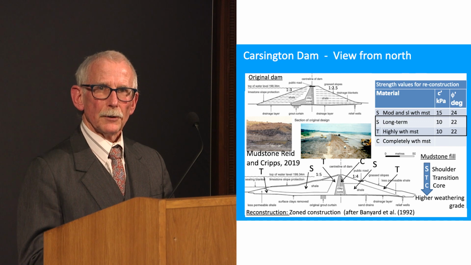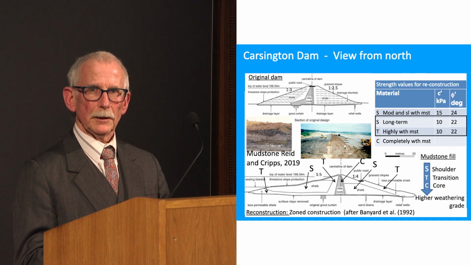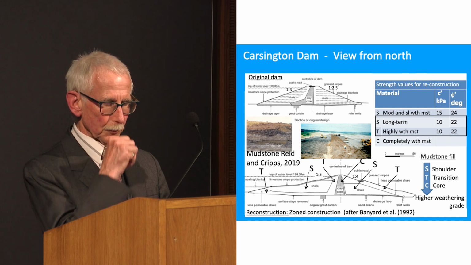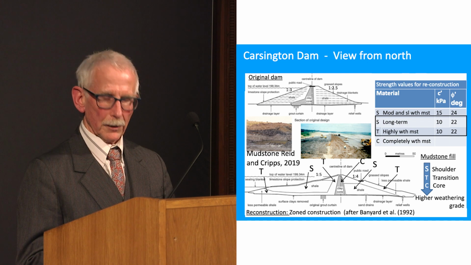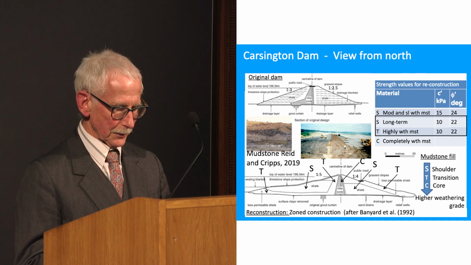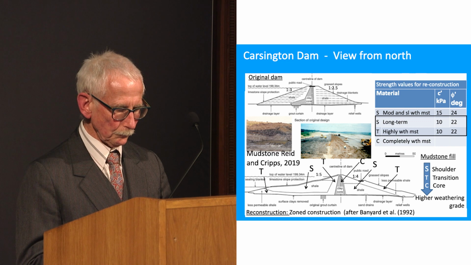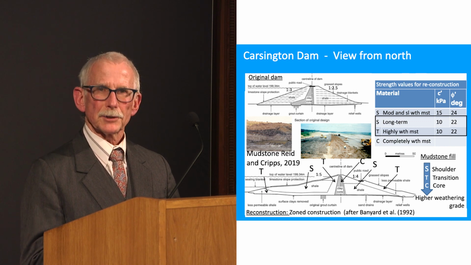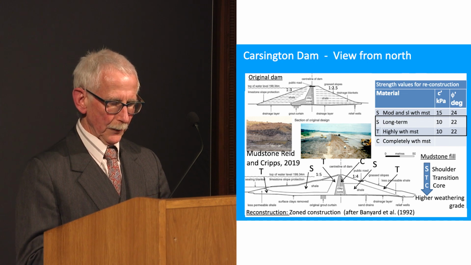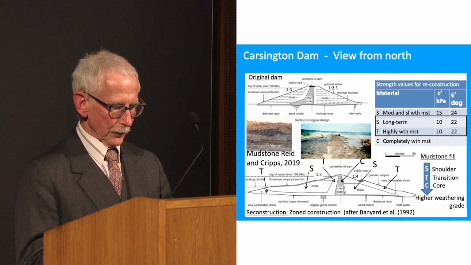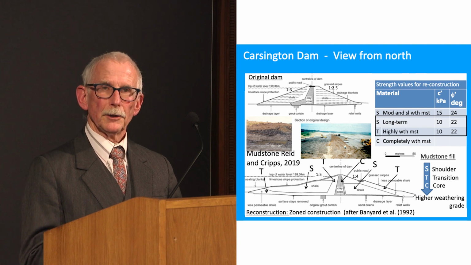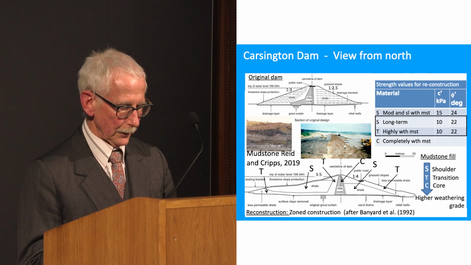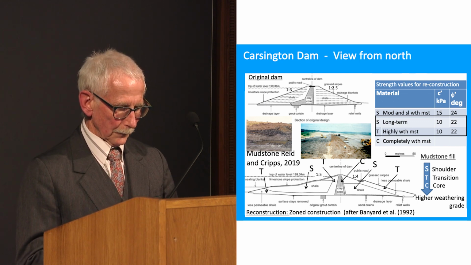The design of the reconstructed dam was completely different. This was constructed in a zoned structure rather than in layers, as in the previous one. Least weathered mudstone was used for the shoulders of the dam, and these are labelled S on this diagram. This was surrounded by more weathered material, which would have a lower permeability, labelled T, and the most weathered material was used for the core of the dam, because that would have the lowest permeability, labelled C.